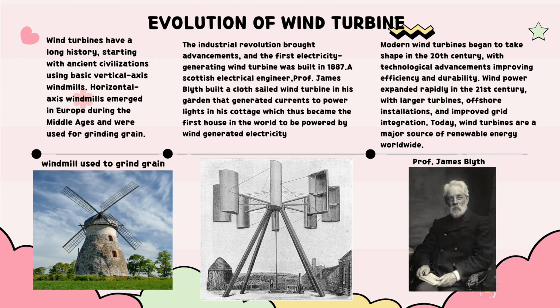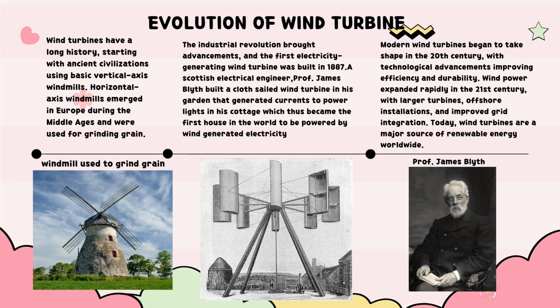Evolution of wind turbine. Wind turbines have a long history, starting with ancient civilizations using basic vertical axis windmills. Horizontal axis windmills emerged in Europe during the Middle Ages and were used for grinding grain. The Industrial Revolution brought advancement, and the first electricity generating wind turbine was built in 1887.